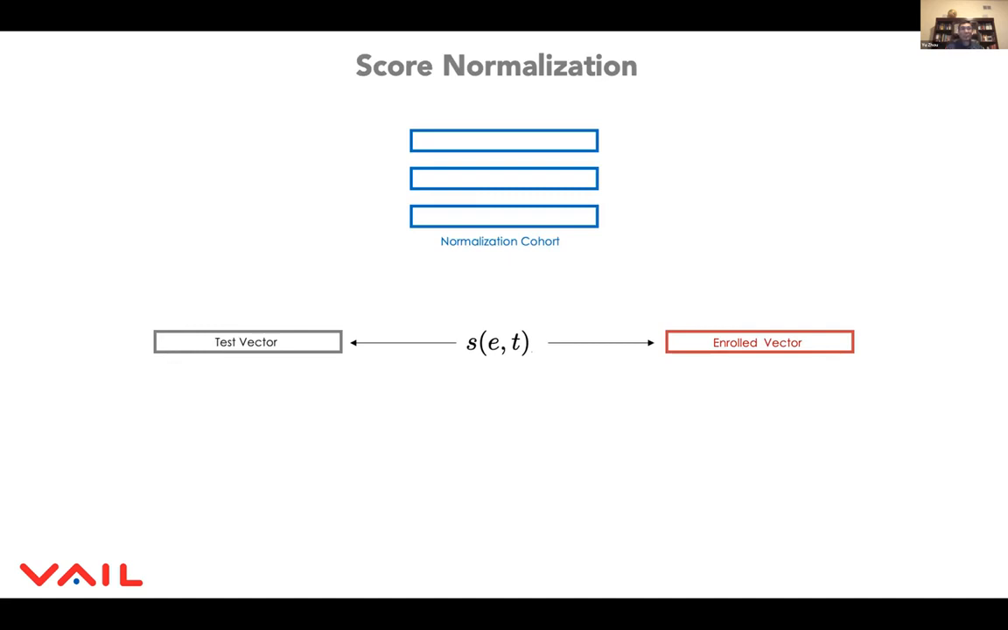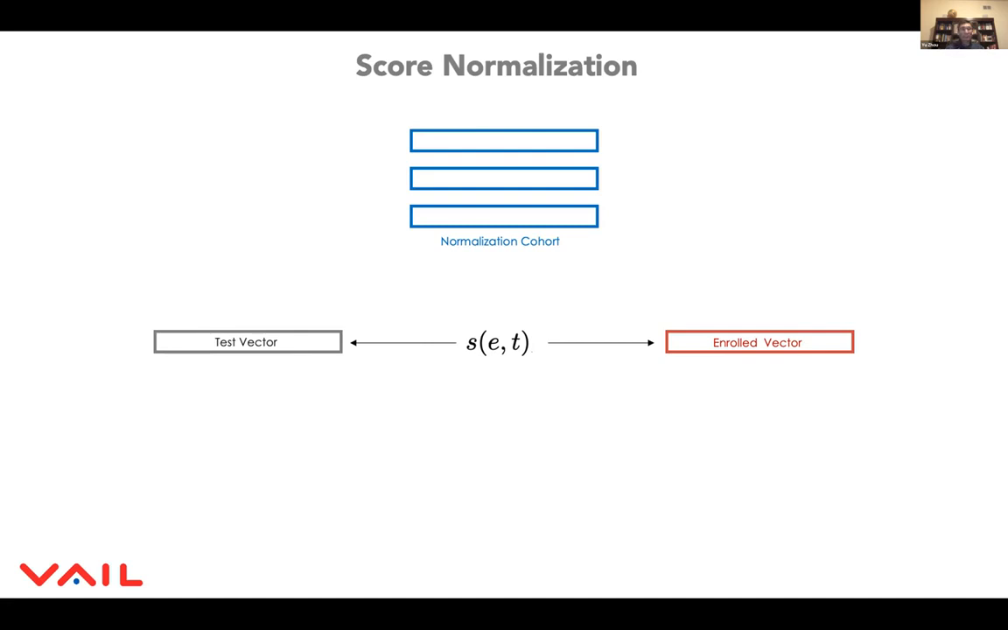So there have been many normalization methods developed, and they all use a normalization cohort, which is a large set of speaker embeddings. In this talk, I'm going to use the terms speaker embedding and vectors interchangeably. And I will also use score as shorthand for PLDA similarity score.